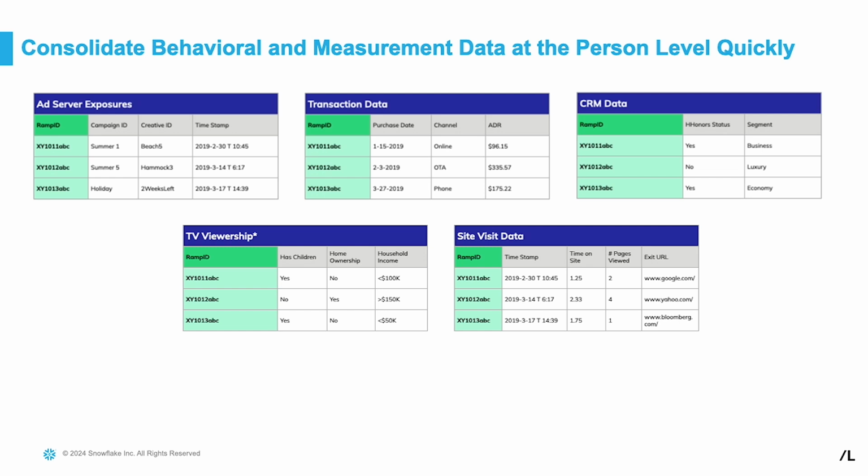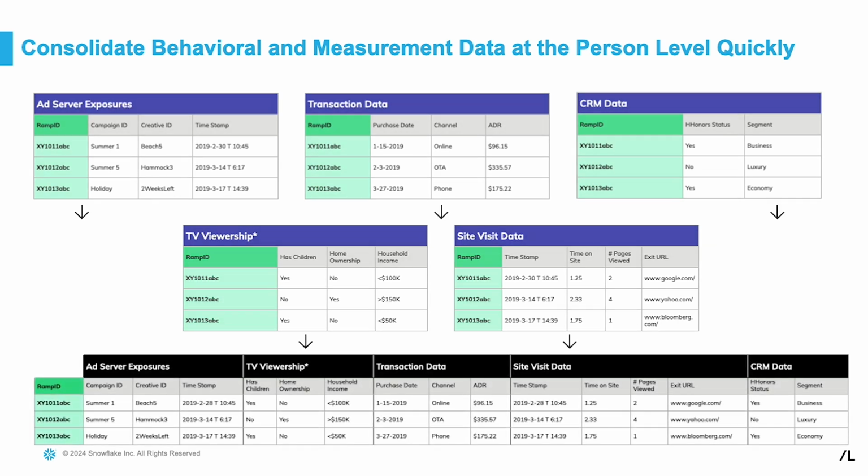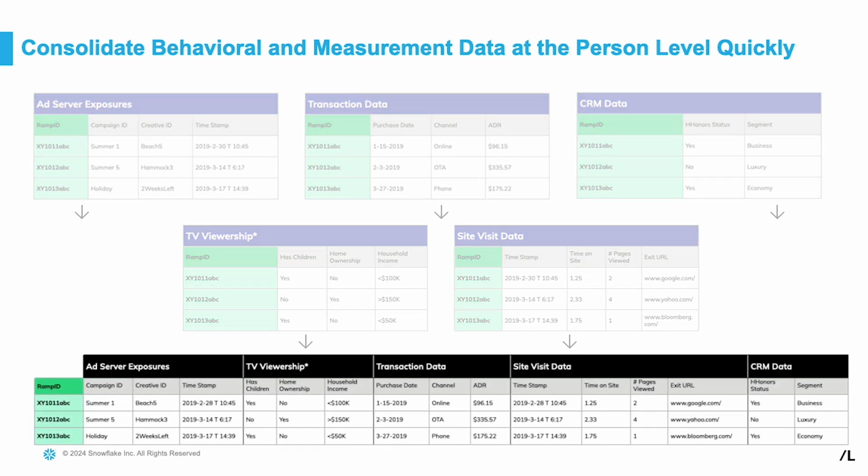I've applied LiveRamp identity to my ad server exposures, my transaction data, my CRM data, TV viewership information that's coming back from a TV partner. And all of these natively have very different identifiers in the files, but we're going to process them with LiveRamp embedded identity. And then we're able to put the same identifiers, you see on green, for the same people.